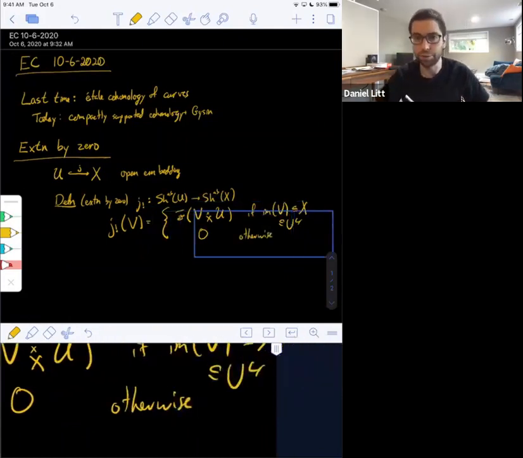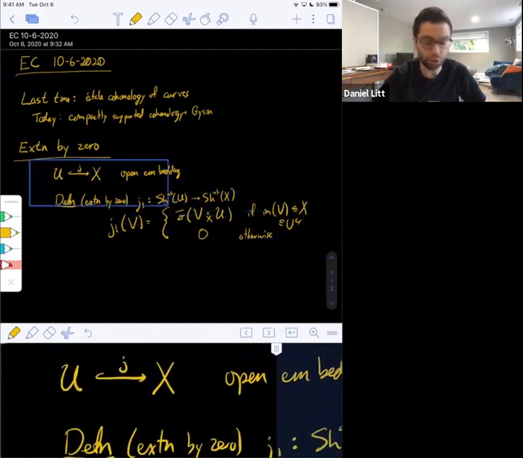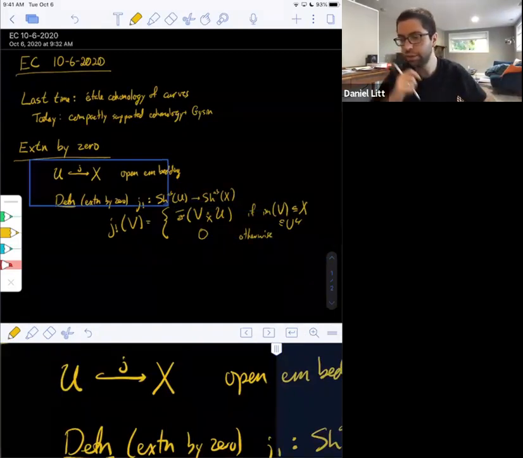For example, when you evaluate j lower shriek of F on U, you just get the global sections on U, but as long as U is not all of X, when you evaluate it on X, you just get zero. Are there any questions about this definition?